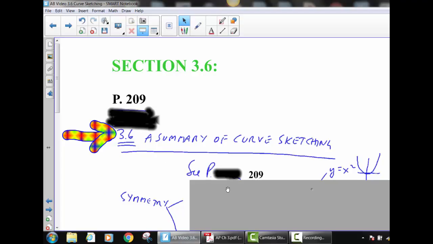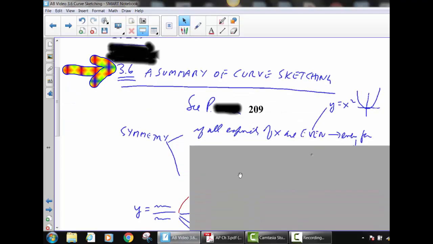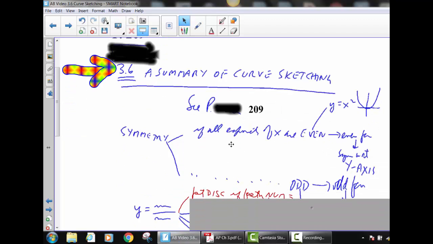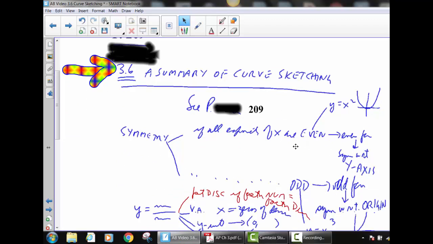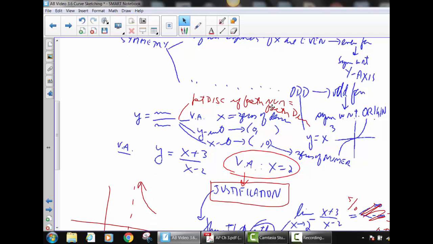Okay, so just a little review of the symmetry here. Of course, if all the exponents of x are even, you'll get symmetric with respect to the y-axis. Point discontinuity, you know how to find. So we just talked about all of this.